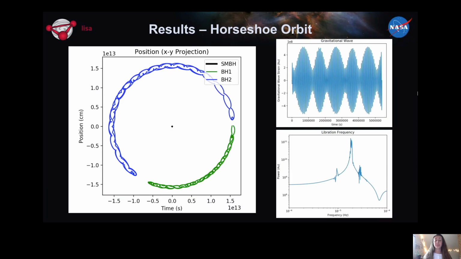Looking more closely at the Horseshoe Orbit family, on the left we have the position projection of this system. This is the 2-to-1 mass ratio of the two stellar mass black holes.